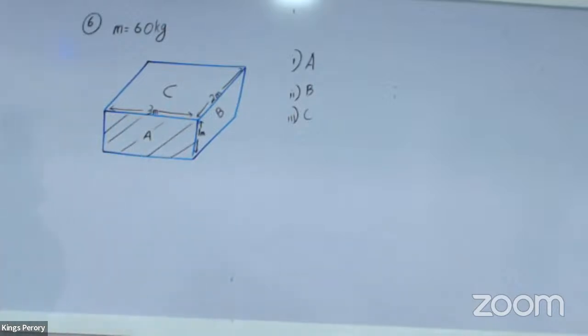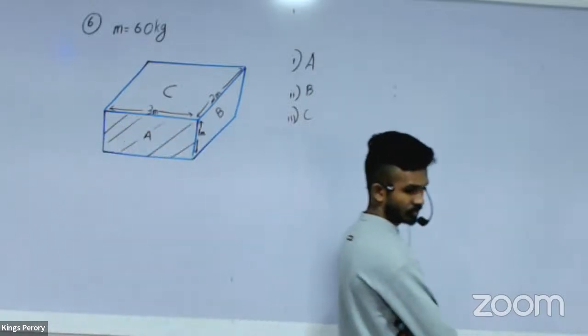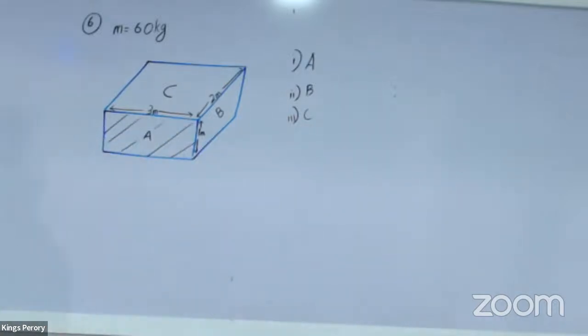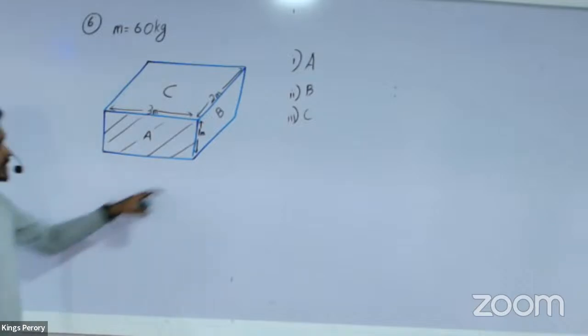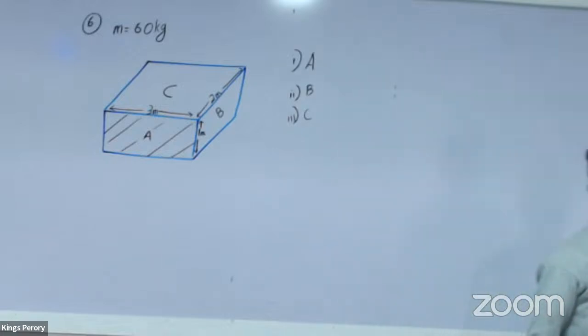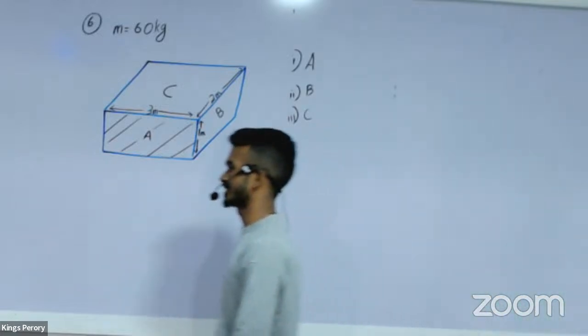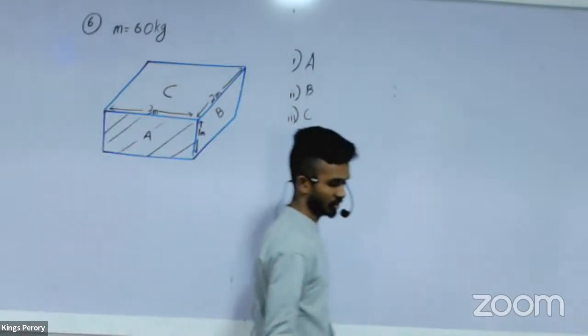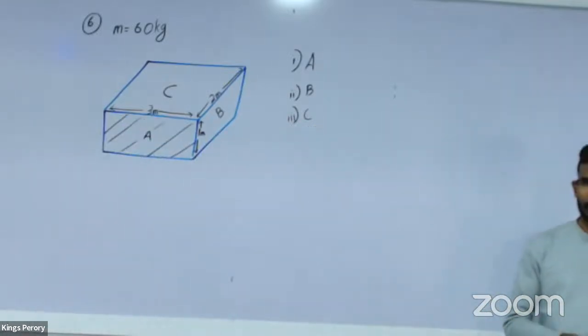Roman 3. Calculate the pressure acting when phase C is kept in contact with the surface.